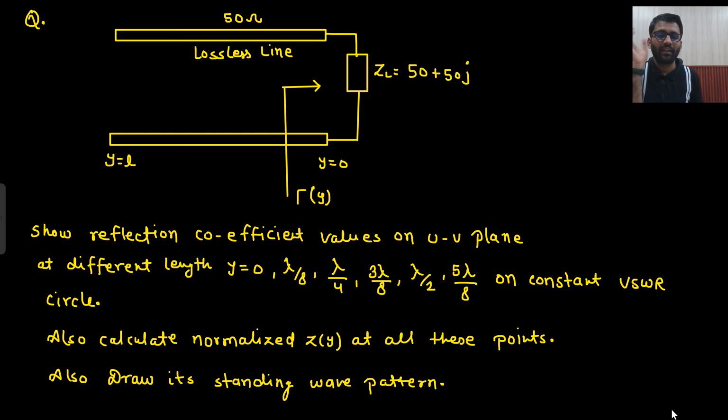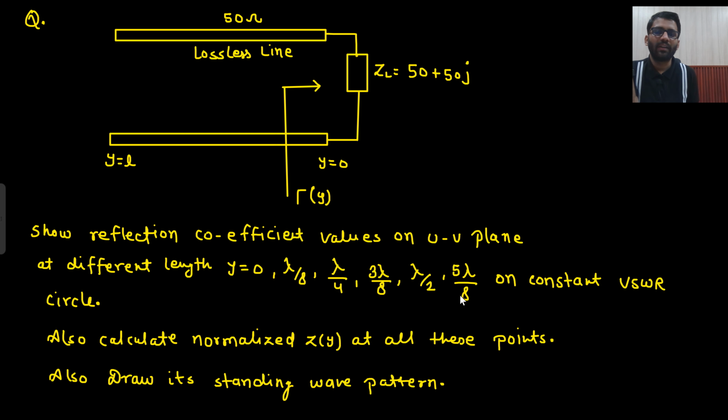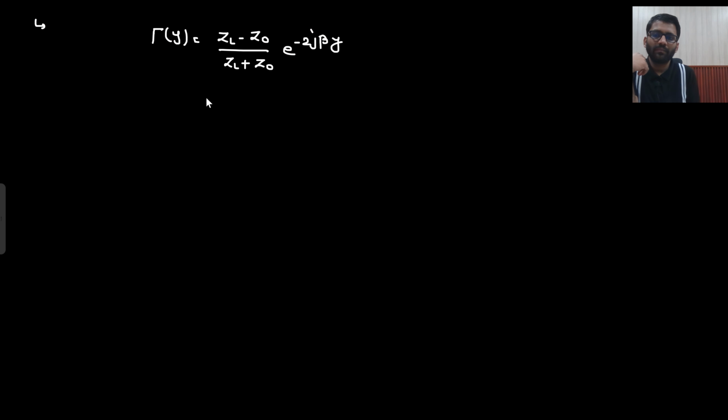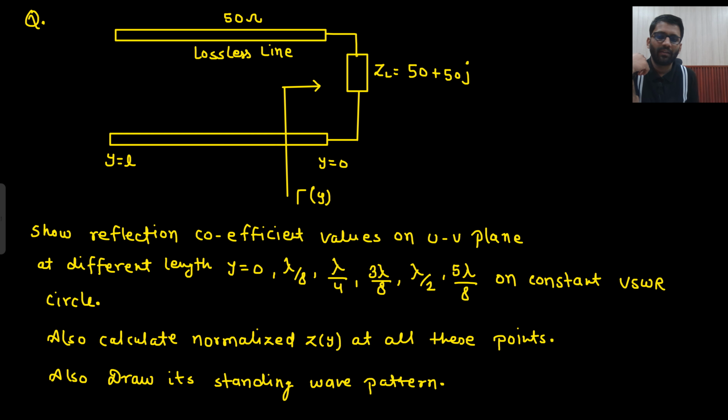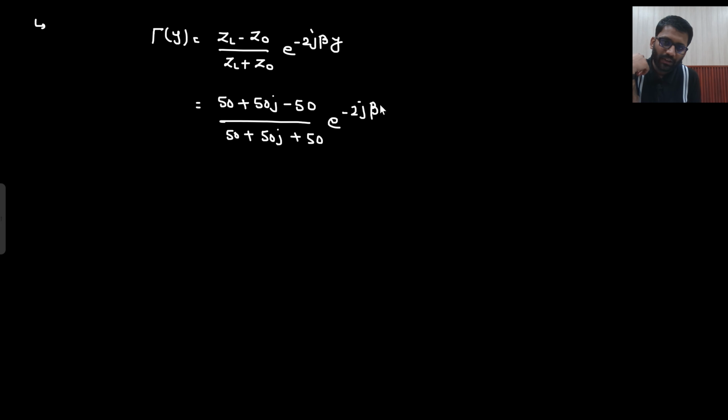So first let's find the reflection coefficient at all these given lengths. This is the formula of reflection coefficient that we already know: gamma equals ZL minus Z0 upon ZL plus Z0, times e to the power minus 2j beta y. Consider this as a lossless line; the lossless line only is given. Now what is the value of ZL? 50 plus 50j. So quickly I can find it out: 50 plus 50j minus 50, upon 50 plus 50j plus 50, times e to the power minus 2j beta y.